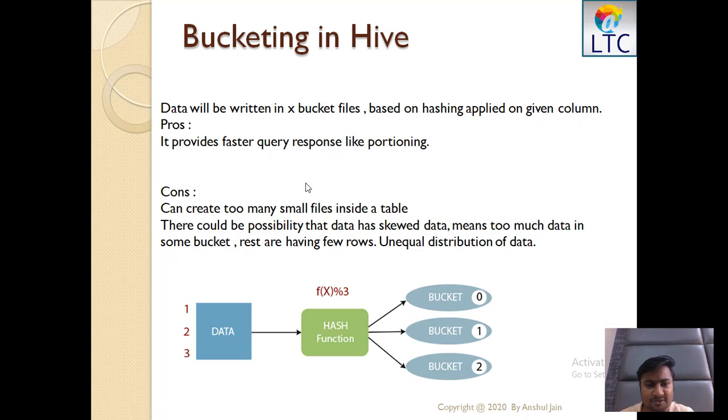There are two issues with this also. We might end up creating too many small files, and we are wasting space in Hadoop, which has a 128 MB block. There could also be a possibility of skewed data. Skewed data means there is too much data in one bucket compared to others. Because of this unequal distribution, our join queries and other filtered queries could run slow. Let's start.